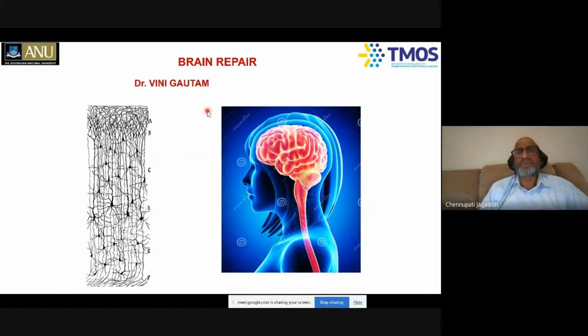So now let me finish off with the last topic, brain repair. As you know, all of us have about 80 billion neurons, and these neurons form into neuronal networks. This is the work led by my young colleague, Dr. Vinny Gautam. She did a PhD from Jawaharlal Nehru Center in Bangalore, and she spent some time at the ANU. Now she's a lecturer in biomedical engineering at Melbourne University.